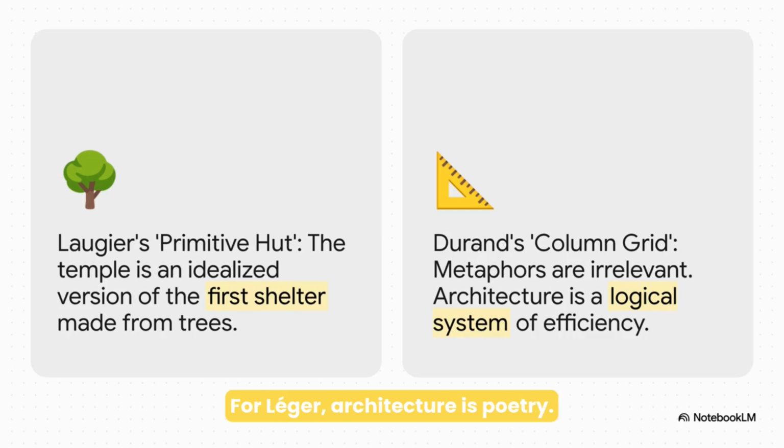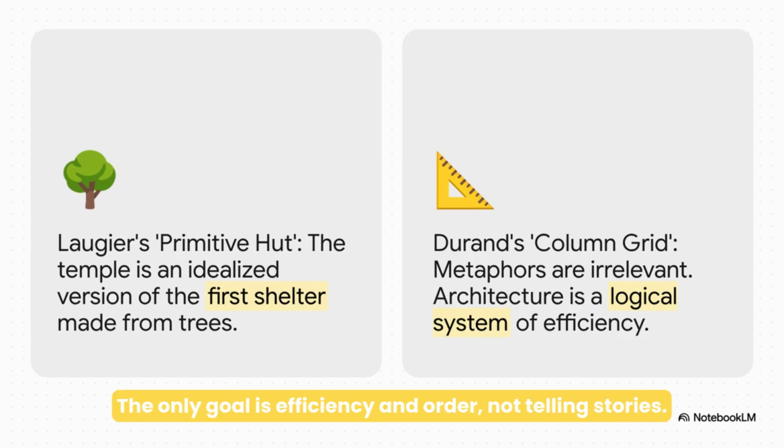For Loos, architecture is poetry. The column is a tree trunk, the roof is a canopy. It's all about connecting to our natural origins. But for Durand, architecture is pure science. A column is just a point on a grid. The only goal is efficiency and order, not telling stories. We're talking 2 completely different ways of looking at the world.